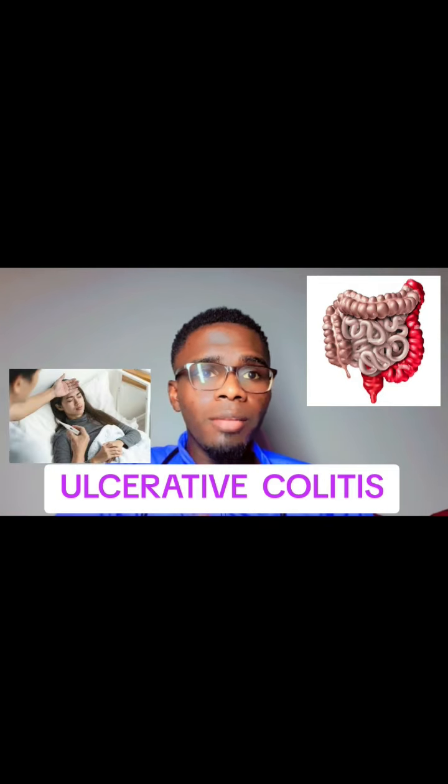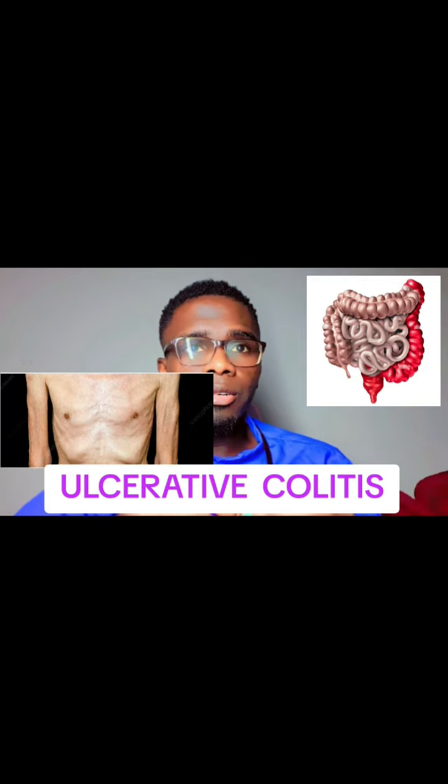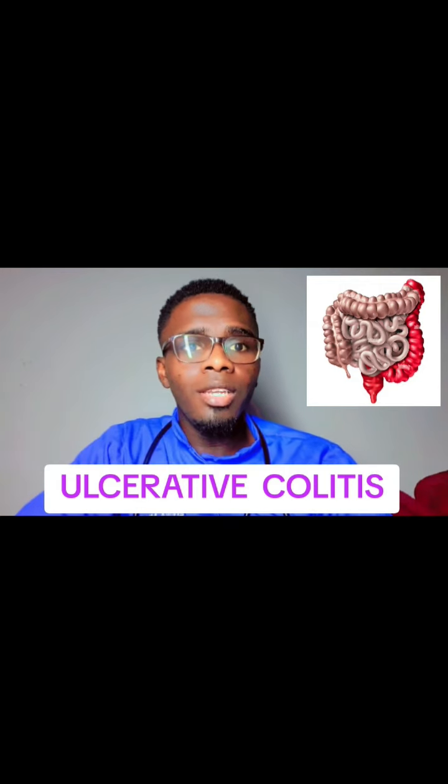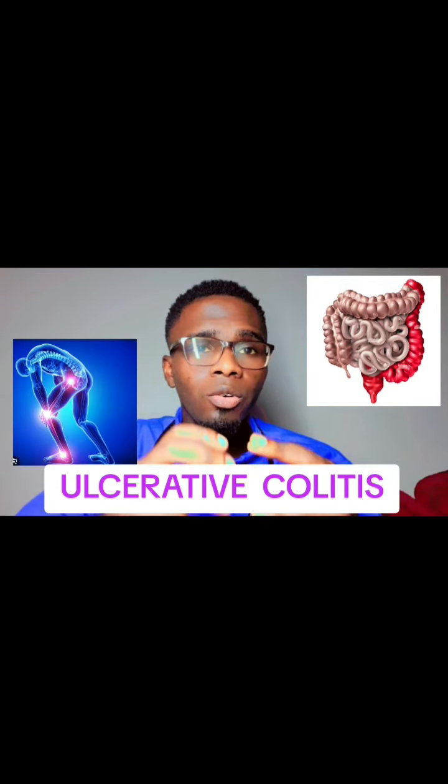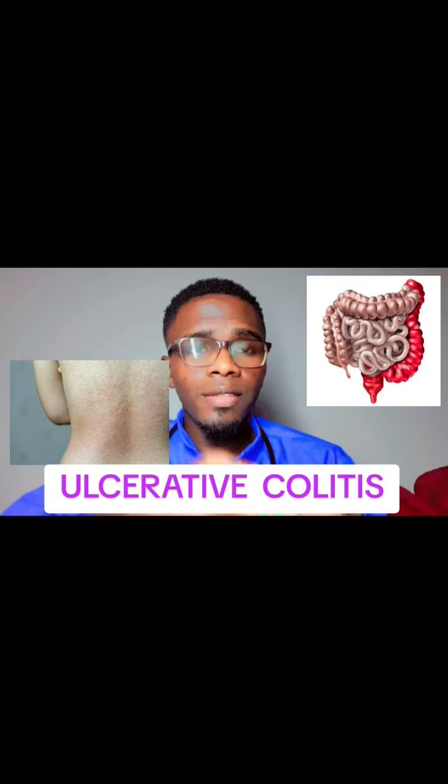Number four, fever. So this happens due to inflammation and severe disease activity. Number five, weight loss. So this comes as a result of poor nutrient absorption, loss of appetite, and frequent diarrhea. Number six, joint pain. So this happens due to inflammation, cytokine release, and autoimmune reactions. Number seven, skin rashes. So this happens due to immune overreactivity and cytokine release.